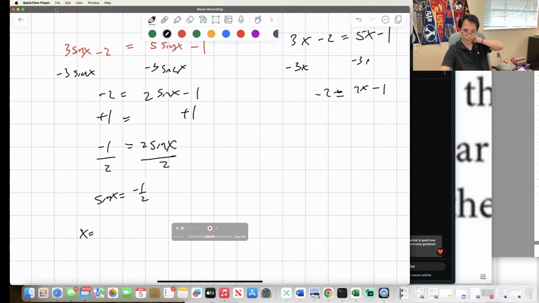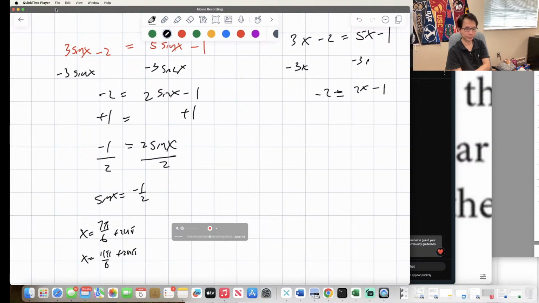Sine of x equal to negative 1/2 is 5 pi over 6. No, 7 pi over 6. So 7 pi over 6, and x is equal to 11 pi over 6, plus 2 m pi, plus 2 m pi. The nice thing is you can check with the calculator.